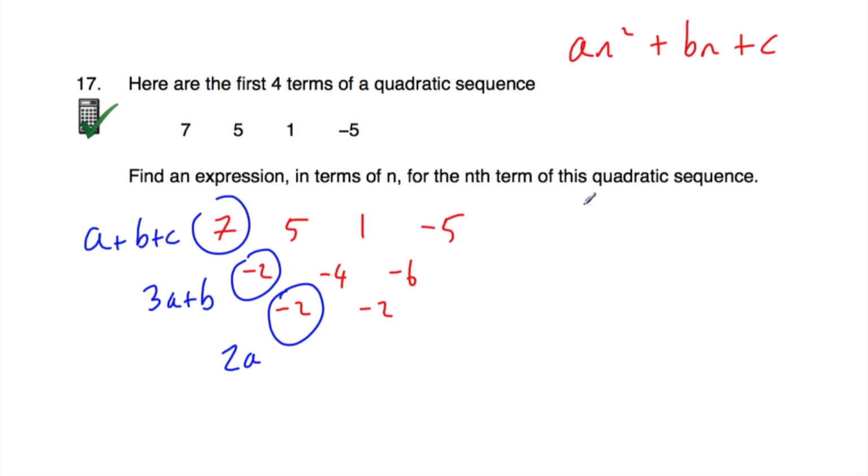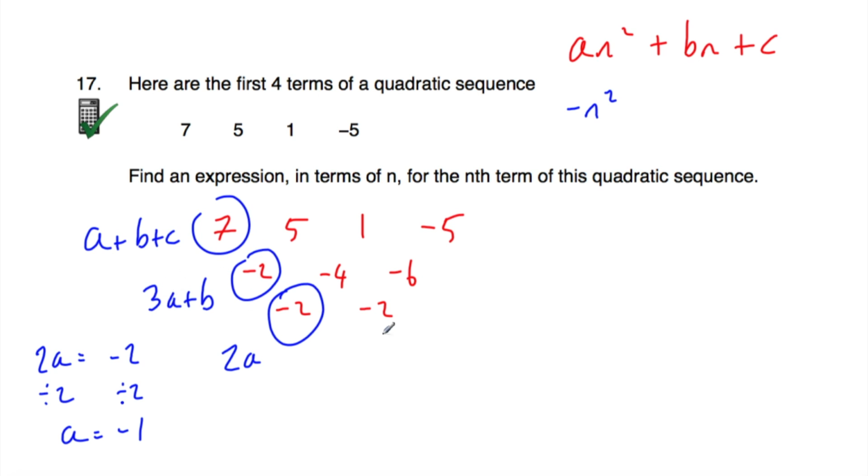So let's look at our second differences. 2a is equal to negative 2, so if we divide by 2 and divide by 2, we get that a is equal to minus 1. So a is equal to minus 1, so it's going to be minus 1n squared, or just minus n squared. We don't need to write minus 1n squared.